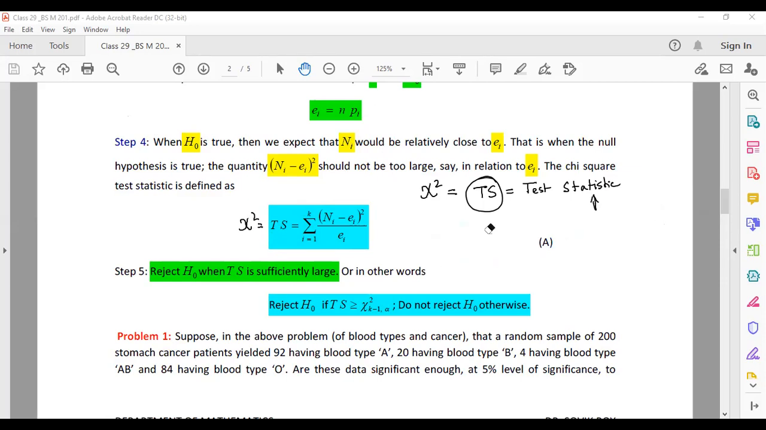So this test statistic is given by this, and what is the criteria for rejecting this null hypothesis? The criteria for rejecting the null hypothesis is that if TS is sufficiently large with respect to a tabulated value.